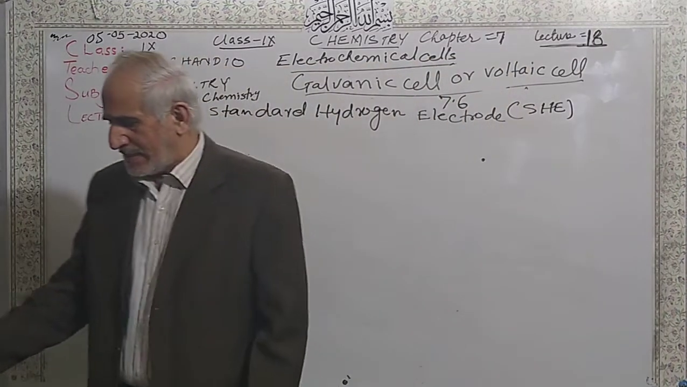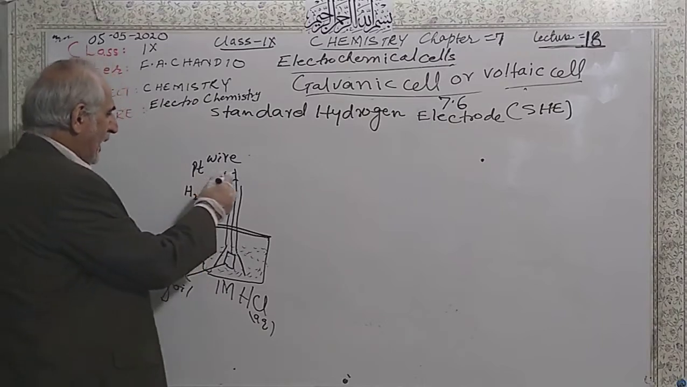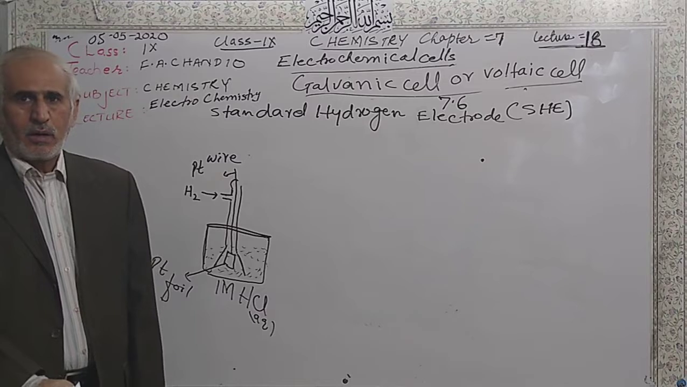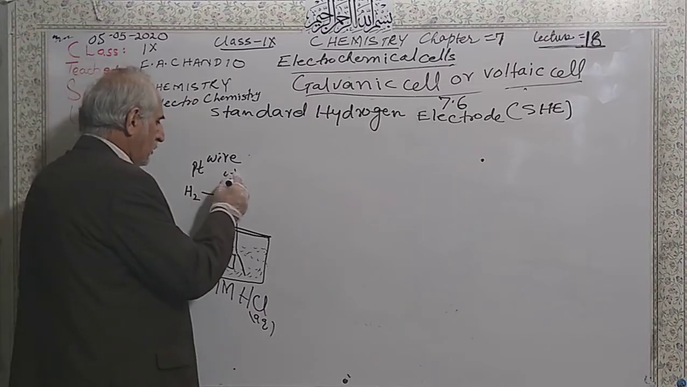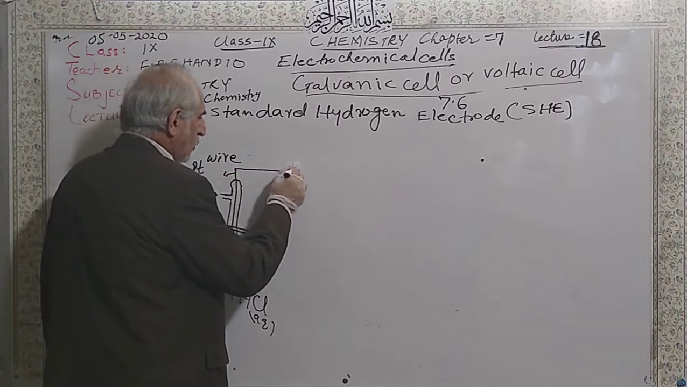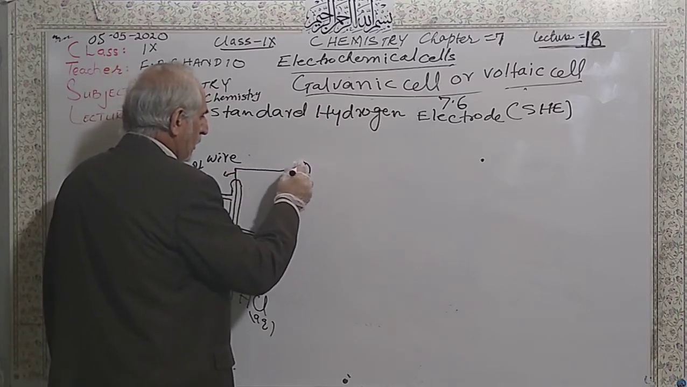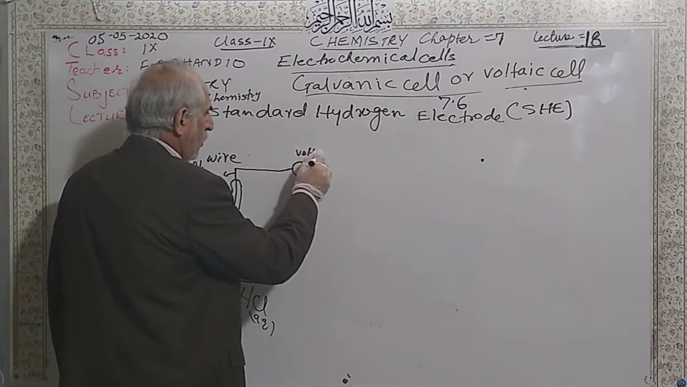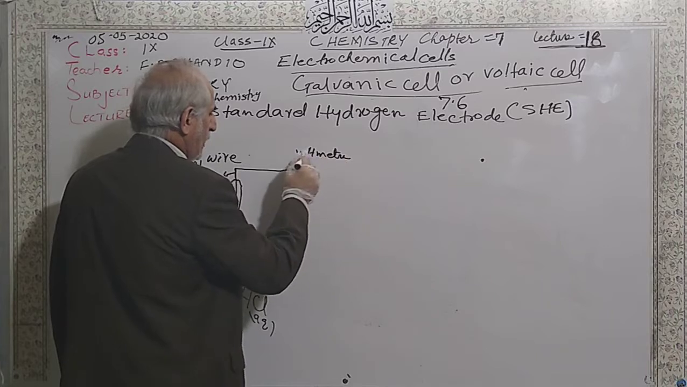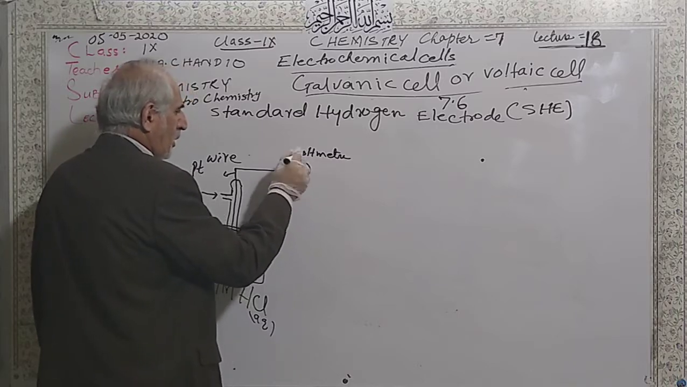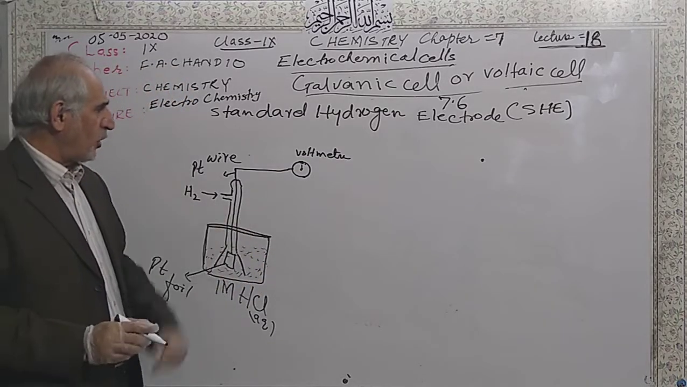And this end of the cell is connected with a voltmeter. So this is the platinum wire which is going to be connected with the voltmeter. This is a voltmeter. The needle is at 0. There is 0, there is 1, 2, 3. I will explain how it works. This is a voltmeter connected here.